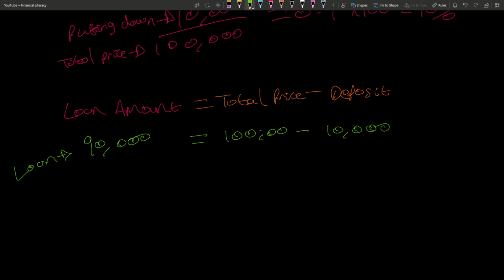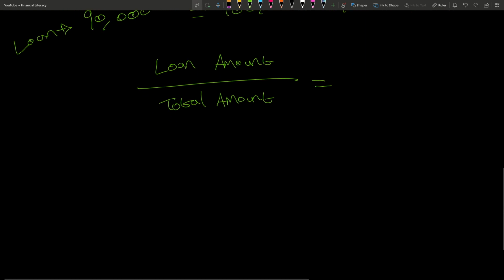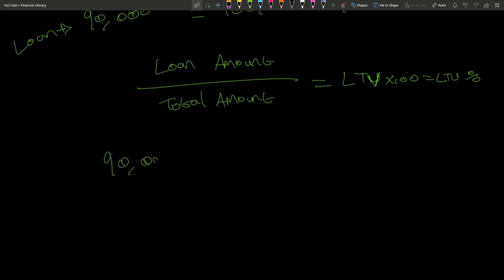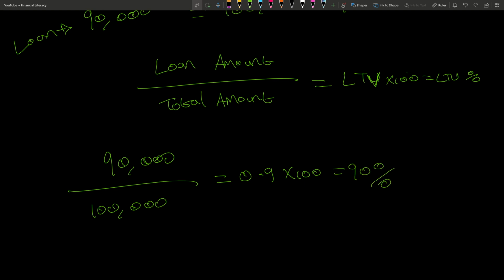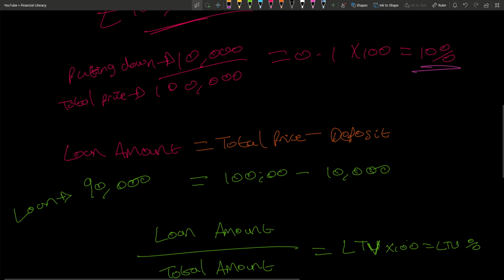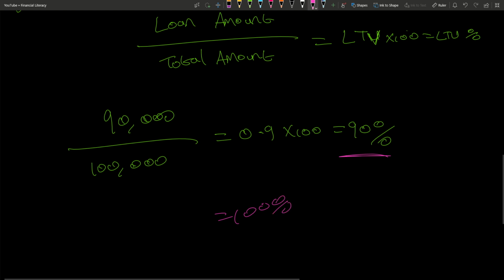To work out the LTV, you just get the loan amount, the amount to be borrowed, divided by the total amount, and that gives us the LTV. If you times by 100, you get the LTV percentage. So in this case, it is 90,000 divided by 100,000, which equals 0.9, times by 100 equals 90%. So the LTV on this will be 90%. You might be noticing something, that this plus this equals 100%. And if you noticed that, you are correct.